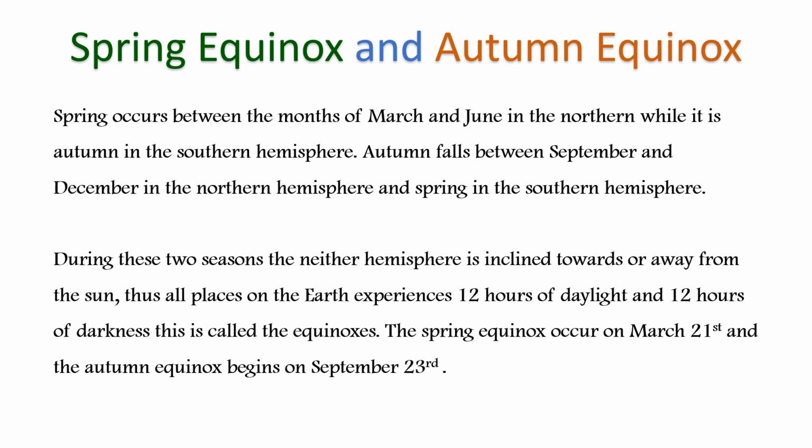And during the time we're experiencing the spring equinox in the northern hemisphere, the southern hemisphere is experiencing autumn. And while the northern hemisphere is experiencing autumn between September and December, the southern hemisphere is experiencing spring. So the opposite of spring is autumn.